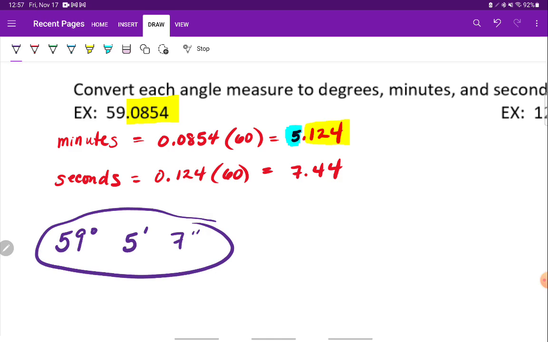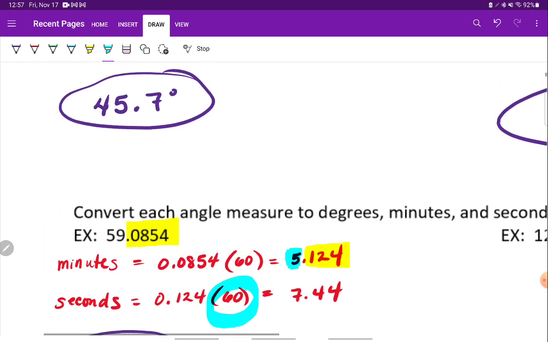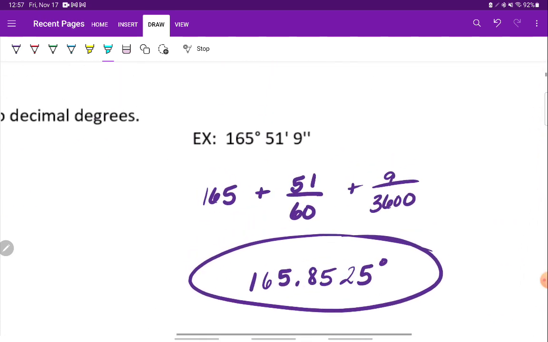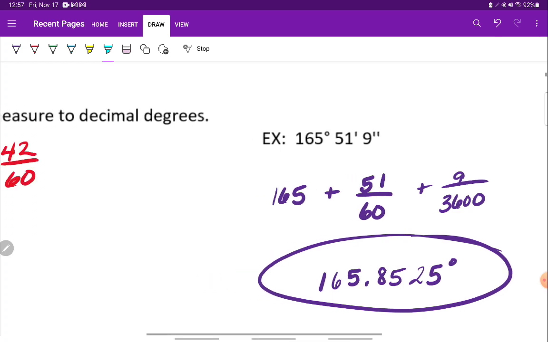The reason that we did not multiply by 3600 here, the reason that we multiplied by 60 a second time, was because we weren't making the leap from degrees to seconds. We were converting from minutes to seconds. Up here, we were making the direct leap from seconds to degrees, and that's why we divided by 3600.